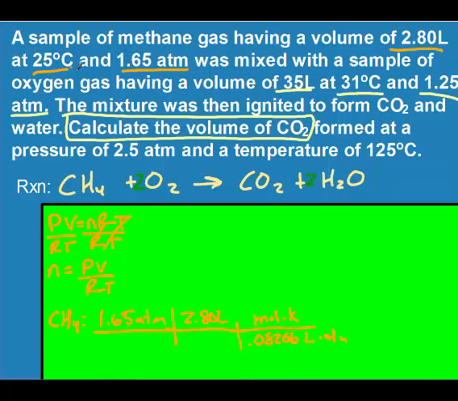And my temperature, always do your temperature outside the dimensional analysis box. I add 273, giving me 298 Kelvin. And that goes anywhere on the bottom. So multiplying and dividing that, I get 0.189 moles of CH4.